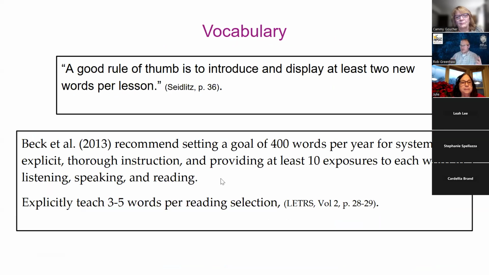As far as the number of vocabulary words, as you see here in our book, it's talking about doing at least 2 vocabulary words each lesson. Another researcher, Beck and McKeown, are pretty well known for their work on vocabulary, and they're talking about doing 3 to 5 words for each reading selection. I think the important thing is just not to do a long list.